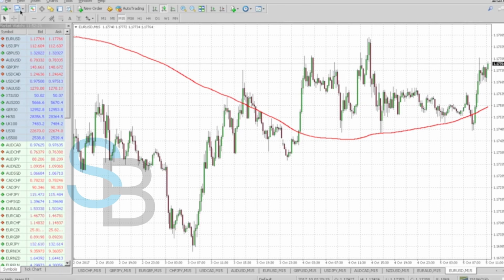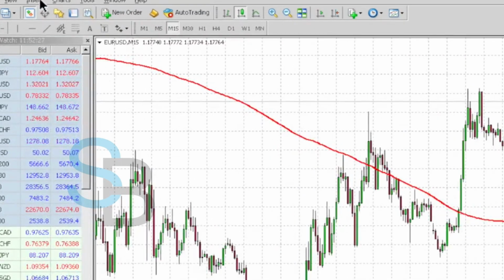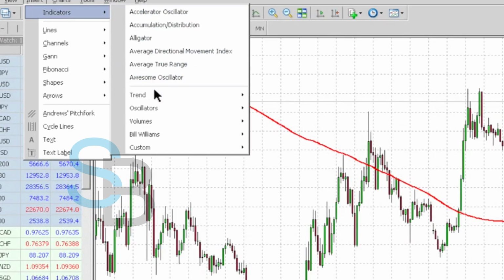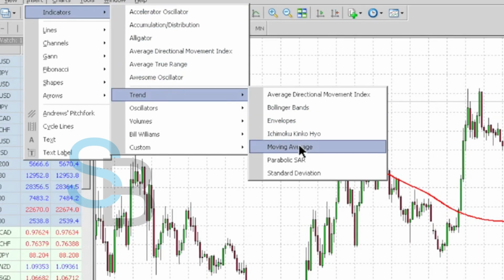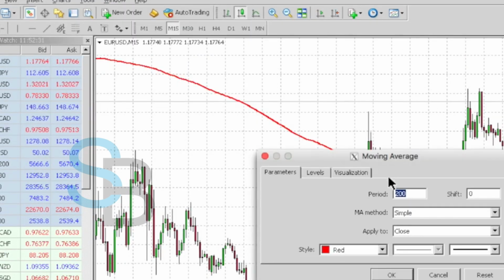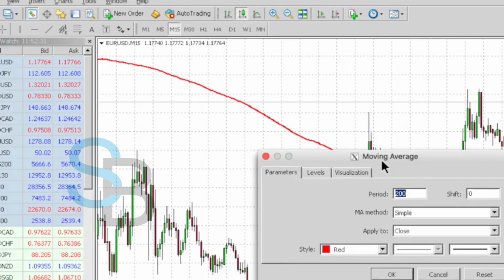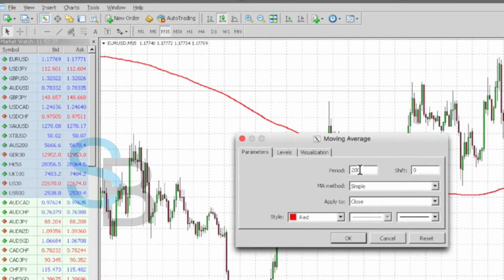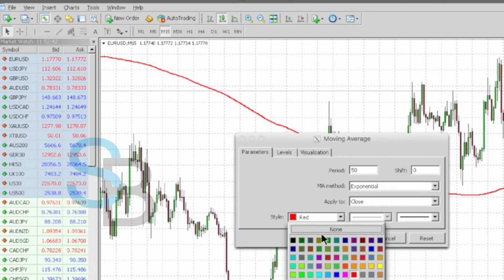Next, we could put in the 50 moving average. Insert, indicator, trend, moving average. Now we're going to change it to 50. And for 50, I'm going to use the exponential moving average. Blue.